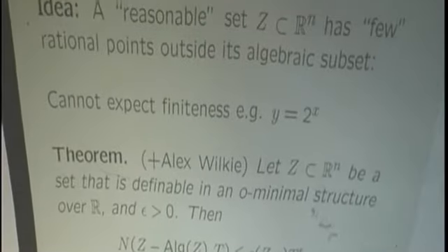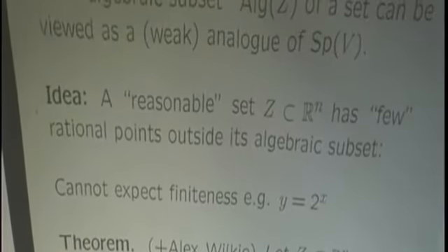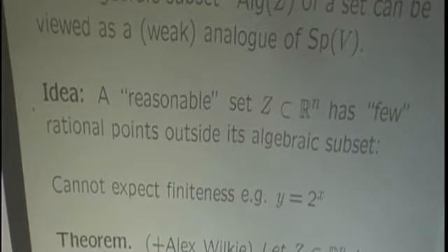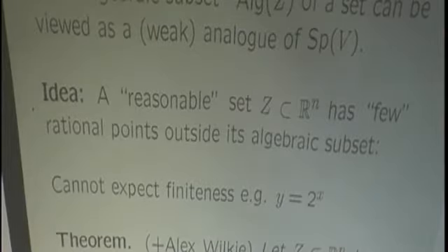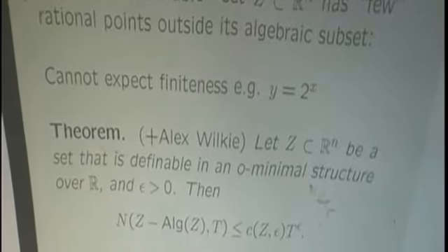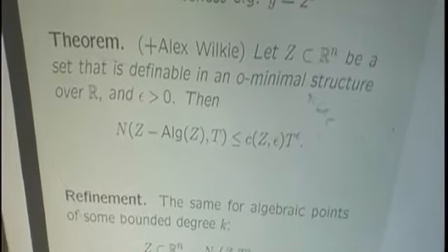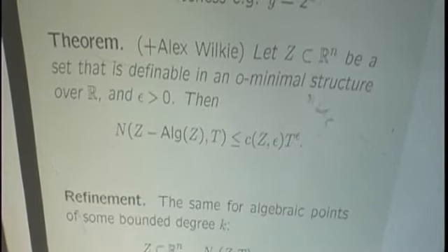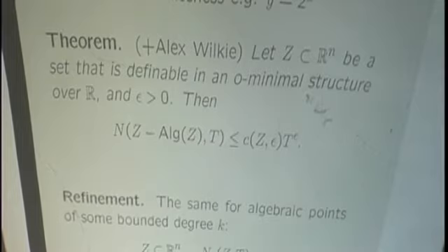And then the idea is that this algebraic subset is somehow a weak analog of the special set of a variety. And now the idea is that a reasonable set, Z, in R^n, has few rational points outside its algebraic subset. Now, in this context, one can't expect finiteness outside the algebraic part, because sets like the graph of y equals 2^x will be perfectly reasonable in this context.